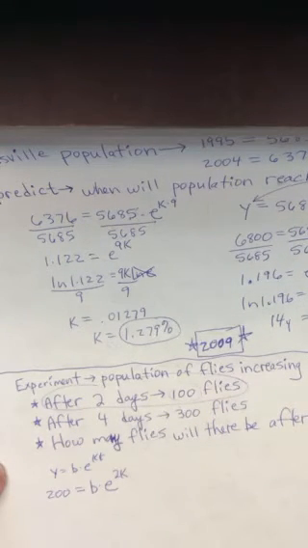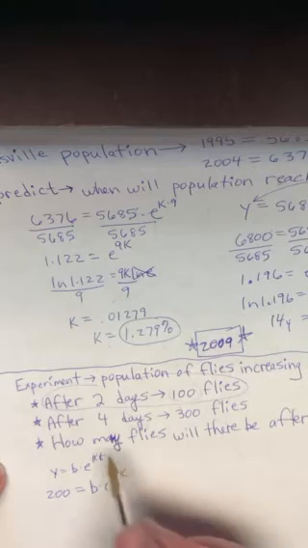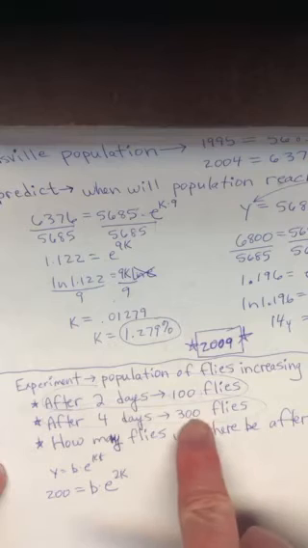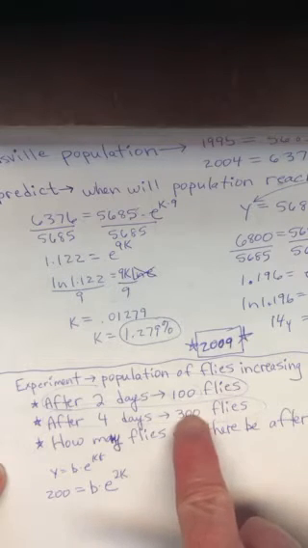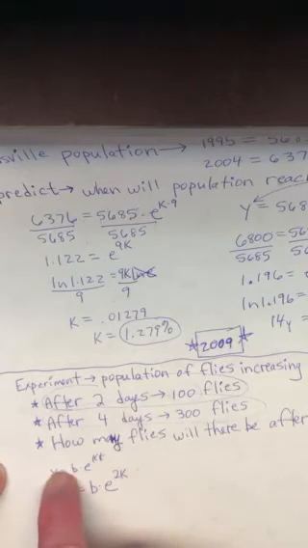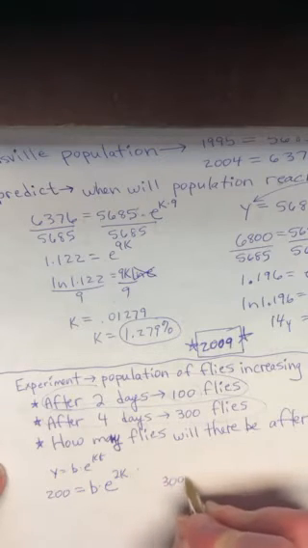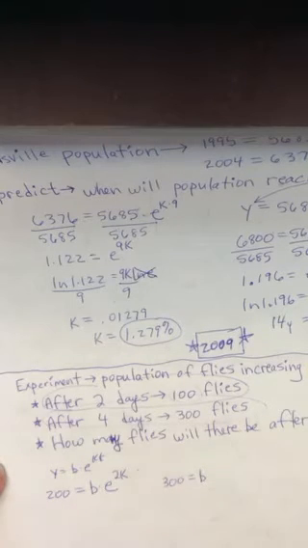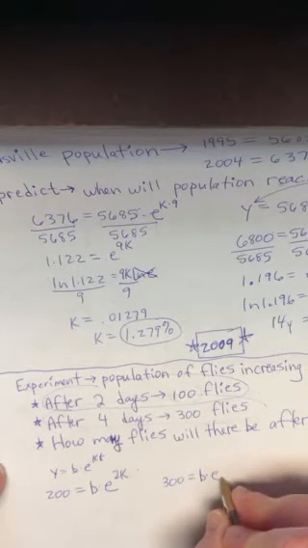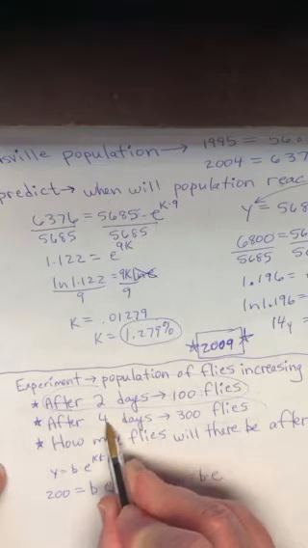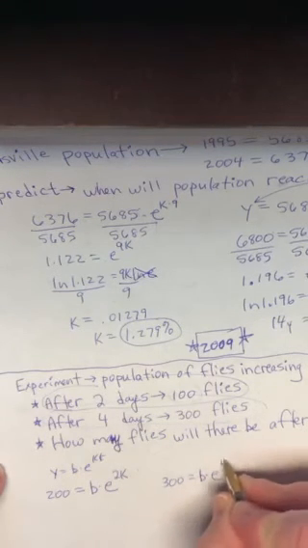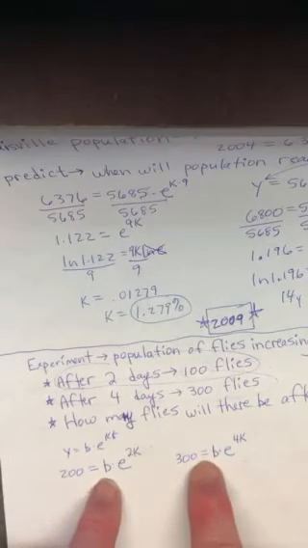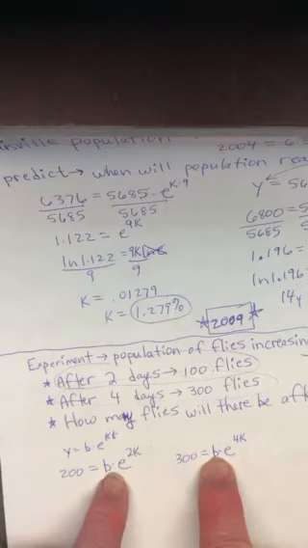Freeze right there. Couldn't I now go do the same thing with fact number 2 here? After 4 days, there were 300 flies. So I can put 300 in for the y, the total number of flies. 300 equals, I still don't know how many there were back at the beginning of this problem, do I? Times e to the, and now 4 days has passed, so my time is 4, and that would be 4k. So basically, I'm looking at two equations that both have unknown b values.